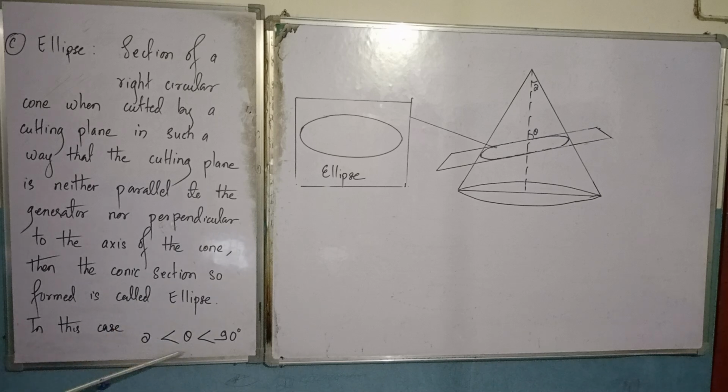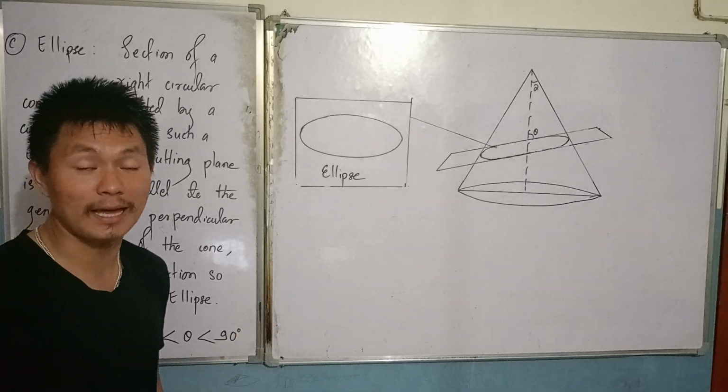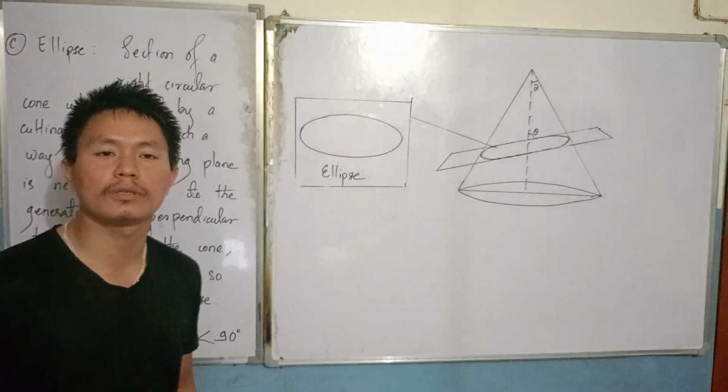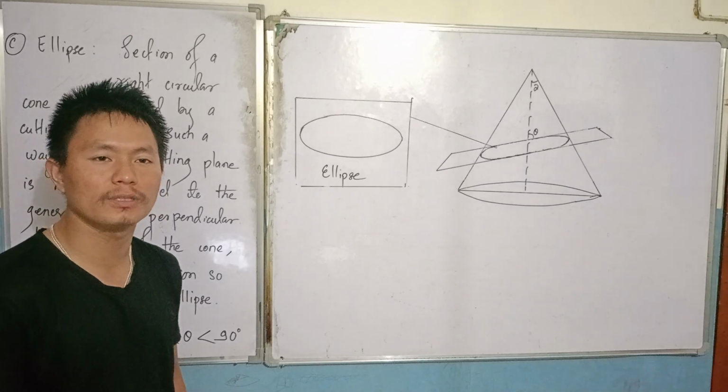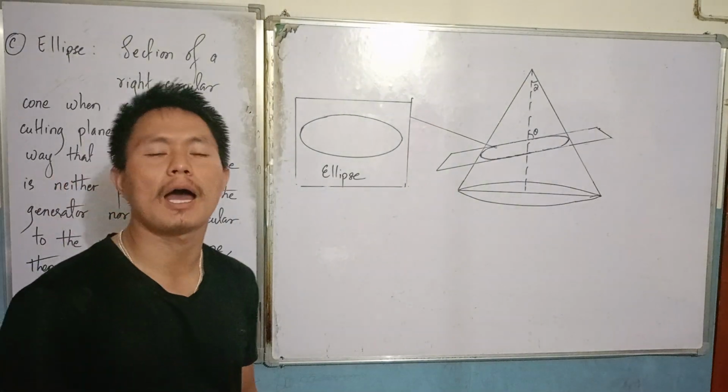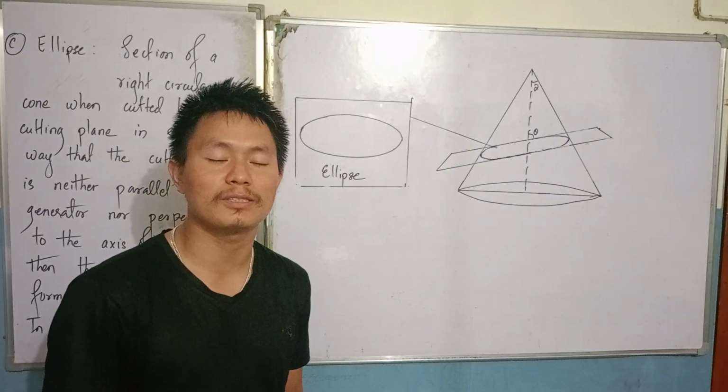Now in this case, the value of this theta lies between the vertical angle and the right angle, 90 degrees. So the value of theta must be greater than the vertical angle and less than the right angle, that is 90 degrees. In that case, an ellipse is formed. Now we are going to the final conic section, that is the hyperbola. So without further delay, let's move on to that.